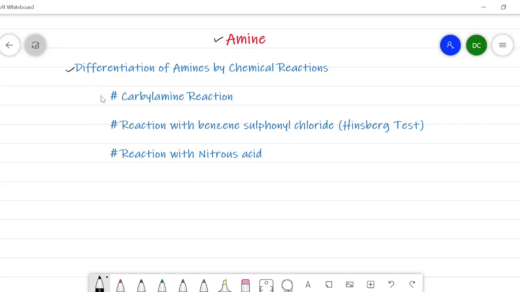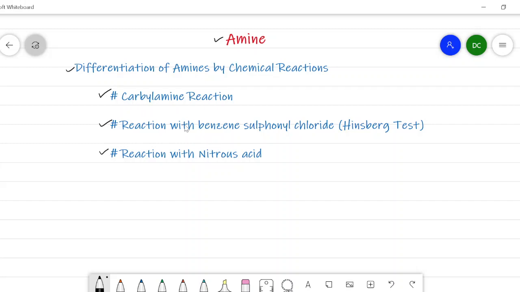the chemical reactions are carbylamine reaction. It is also known as a carbylamine test. Reaction with the benzene sulfonyl chloride. It is also known as a Hinsberg test. And the reaction of nitrous acid. These three reactions are used to differentiate a primary amine, secondary amine, and tertiary amine, as well as we can differentiate aromatic amines and aliphatic amines.